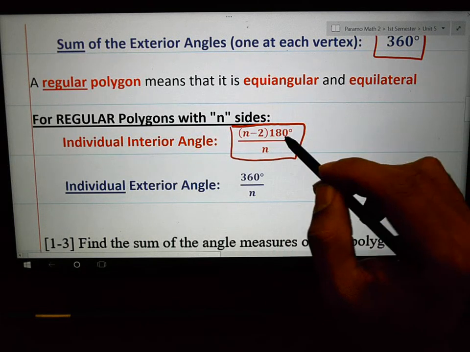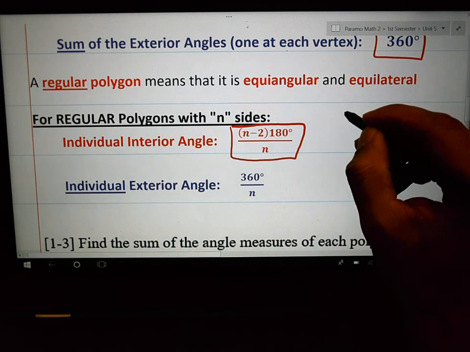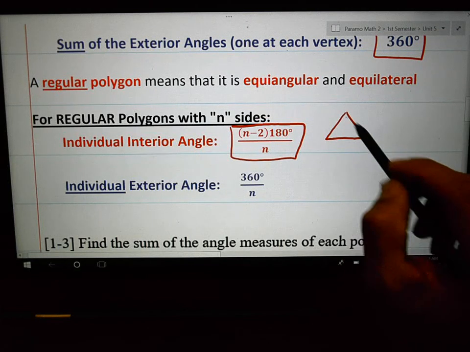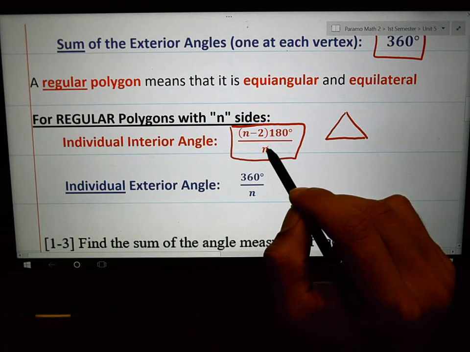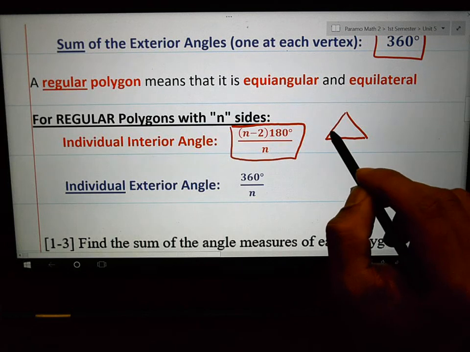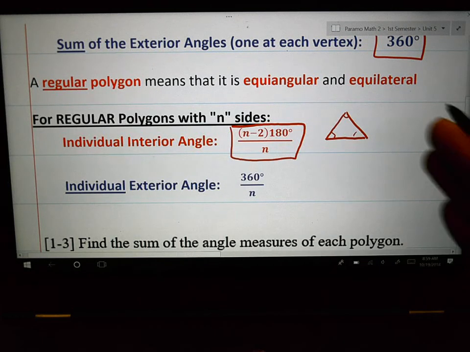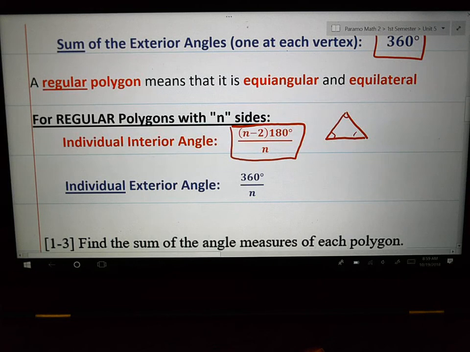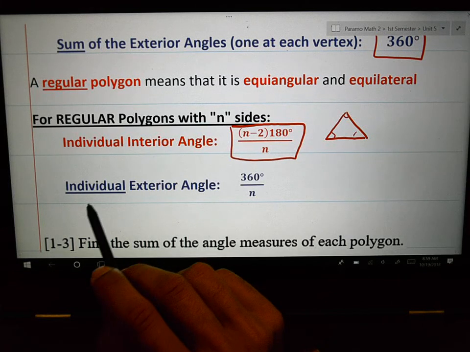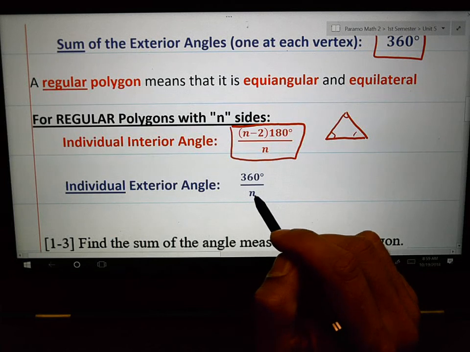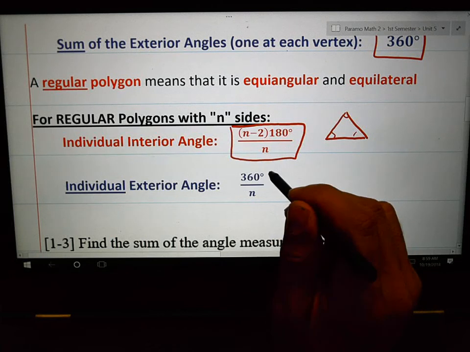Meaning if I had, let's say, a triangle, I have 180 divided by however many sides I have. I could figure out what one of the angles is, and I bet you know that 180 divided by 3 is 60 degrees. It works. How do I find an individual exterior angle? I take 360 and divide it by n, and that's going to help us out as well.